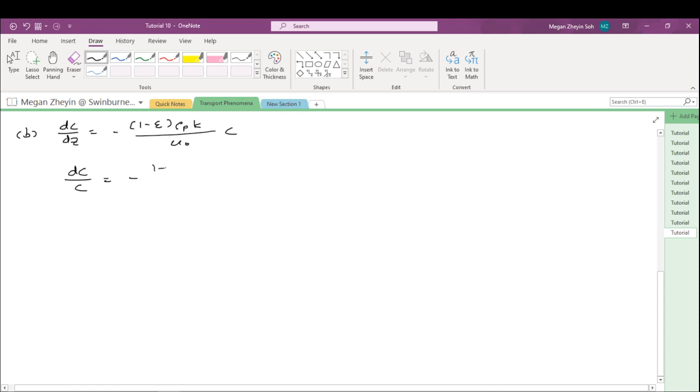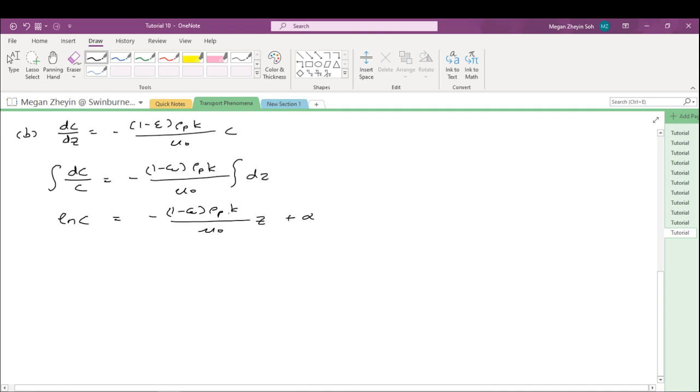negative (1 minus epsilon) rho P k over mu 0, dz. So we integrate this, and over here we should get ln C, and over here we should get negative (1 minus epsilon) rho P k over u0, times z, plus alpha, your constant.